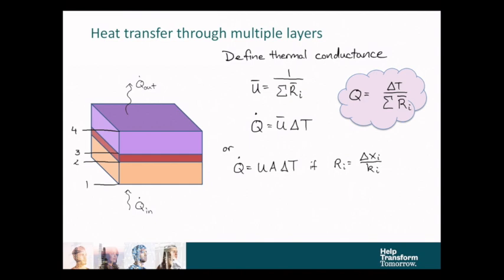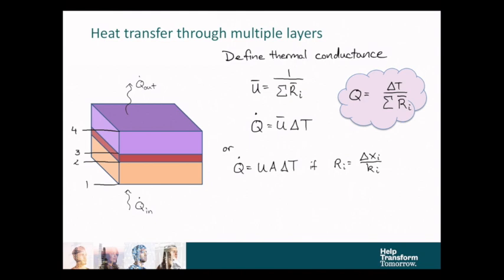But if we were not to include area in that definition, then the area would effectively pop out and you'd have to include an area in your Fourier's law definition. So these are the two really easy expressions to use. You can pitch it as overall heat transfer coefficient or thermal resistance.